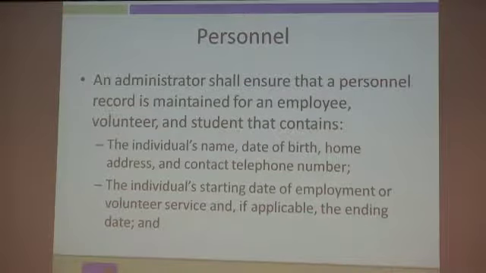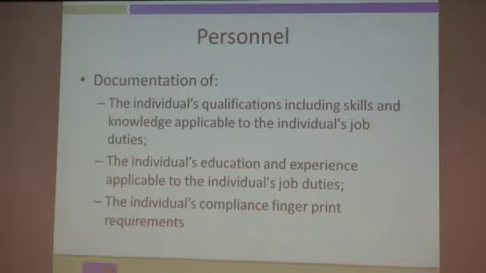Basically, ensure personnel records are maintained for an employee, volunteer, or student that contain the individual's name, date of birth, home address, and contact telephone number. The individual's start date, if it's employment or volunteer, and the end date if applicable. Document the individual's qualifications, including skills and knowledge applicable to the individual's job duties, the individual's education and experience applicable to the job duties, and the individual's compliance with fingerprint requirements, if required.